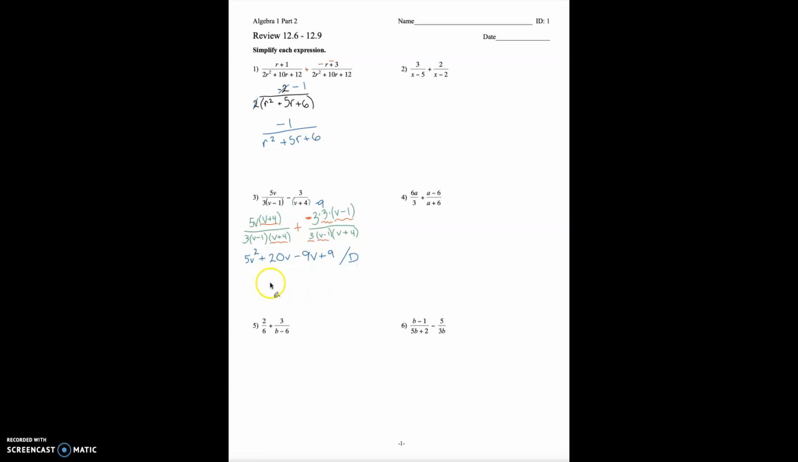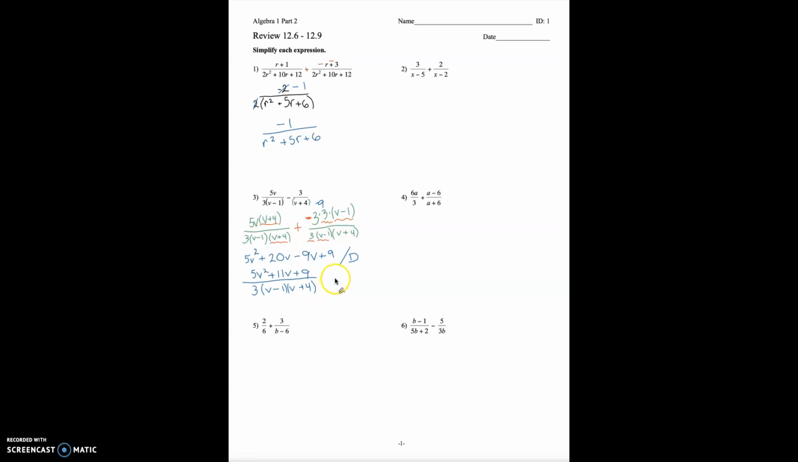All right. Let's combine our like terms. So I have 5v squared, and then 20v minus 9v is plus 11v, and then plus 9. And now I'll write my denominator here. 3 times v minus 1 times v plus 4.